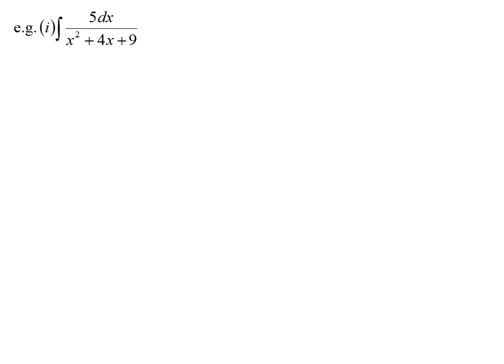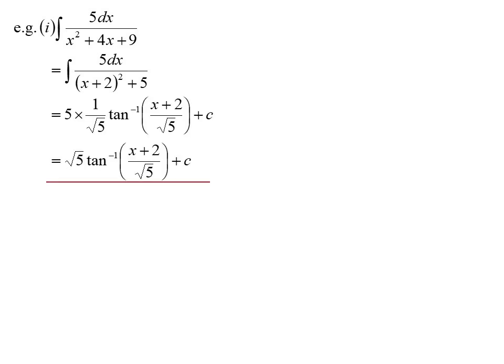Well, the first thing to do is to complete the square, so I can write it as either the difference of two squares or the sum of two squares, and then I'll know what it's going to be. And this one here, sum of two squares, I know it's going to be inverse tan. So we've got 5 times 1 on root 5, inverse tan, x plus 2 on root 5. Then I get something like this.